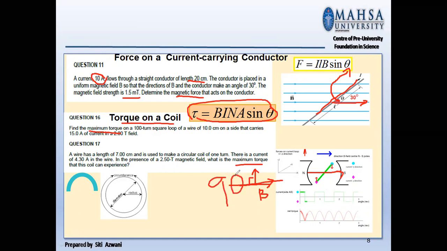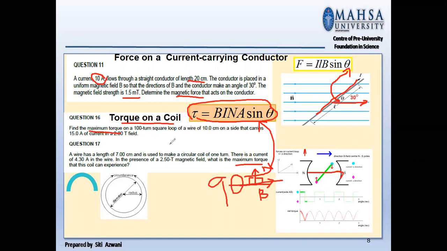So 90 degree, substitute into your formula. That is referred to the maximum value of the torque. You get the maximum value of your torque when your N is perpendicular to the plane, or your B is perpendicular to the plane, 90 degree. So your formula for the torque, BINA.